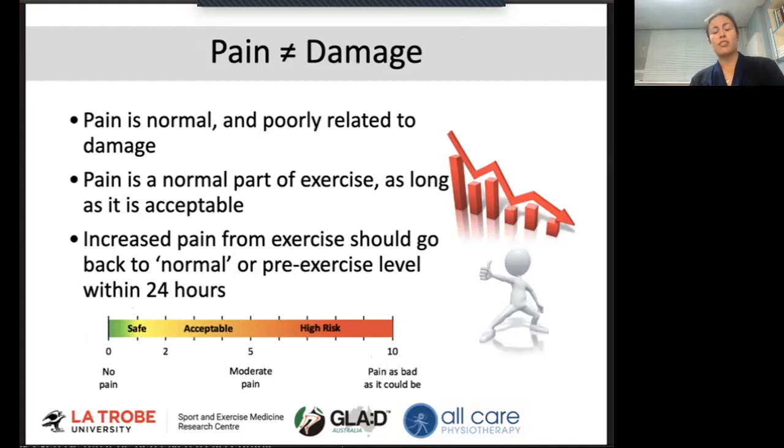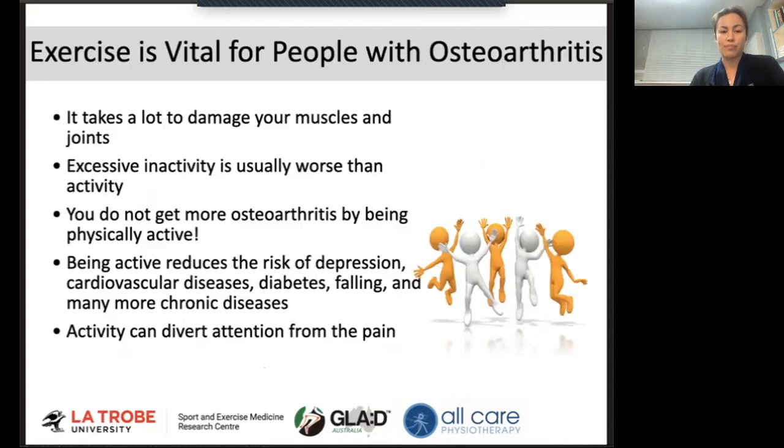Any increase in pain that occurs during exercise or happens after exercise around this 5 out of 10 level should stop or go back down to normal level within 24 hours. That's how you know that you've hit the right load for you. Around a maximum 5 out of 10 and should go down to your pre or normal exercise level within 24 hours after completing the exercise. And in GLAD, we really pay attention to how much pain you're getting during the exercise, how you're feeling after the exercise, and how you recover in the 24 hours after the exercise is completed.